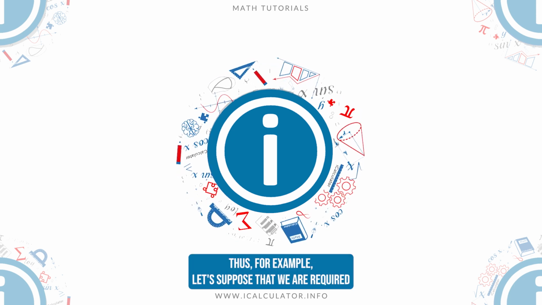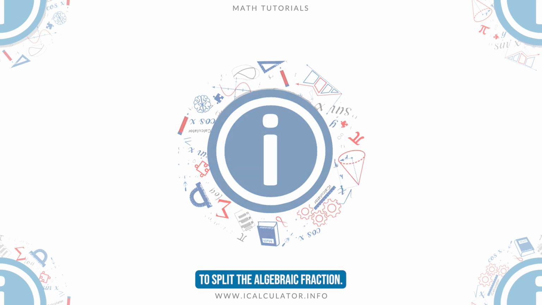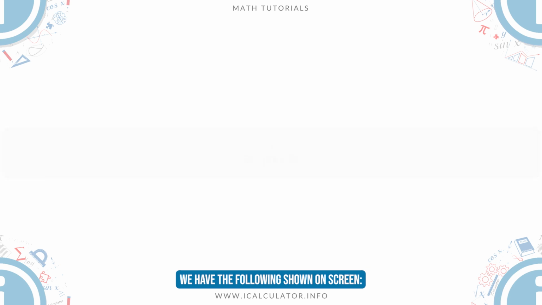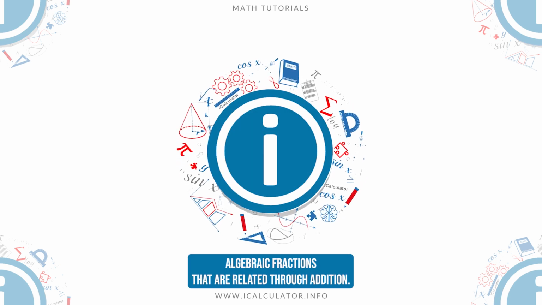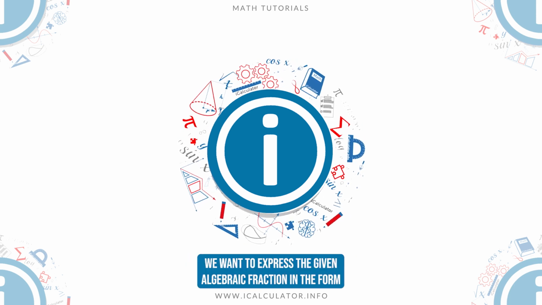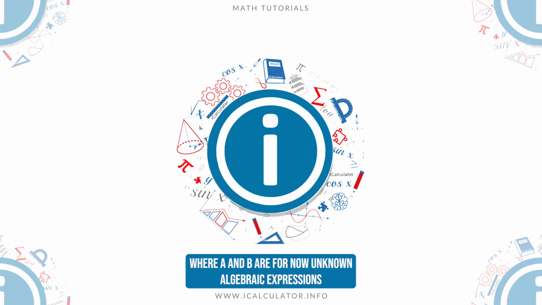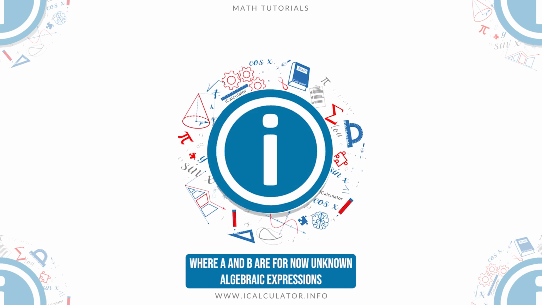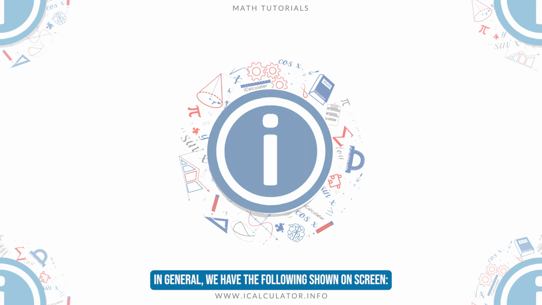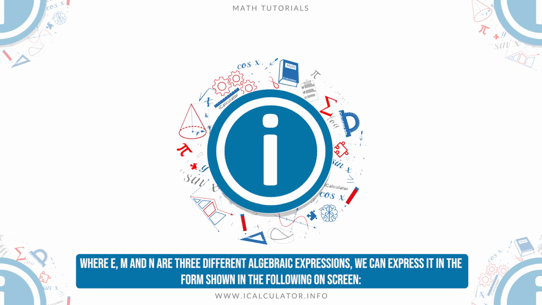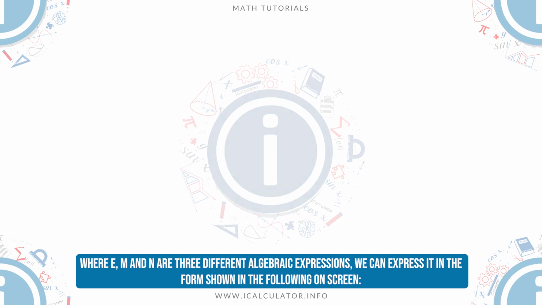Thus, for example, let's suppose that we are required to split the algebraic fraction. We have the following shown on screen. In two algebraic fractions that are related through addition. In other words, we want to express the given algebraic fraction in the form shown on screen, where a and b are, for now, unknown algebraic expressions. In general, we have the following shown on screen, where e, m, and n are three different algebraic expressions. We can express it in the form shown on screen.